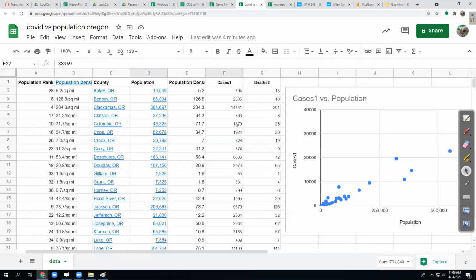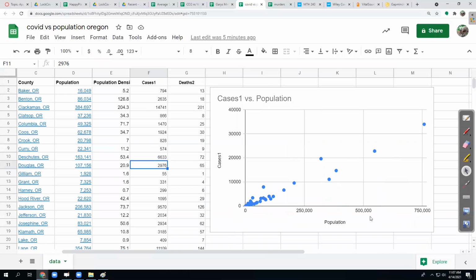Let's go to my COVID one here. So I decided to look at the population of each Oregon county, and I got that, I think, from Wikipedia. Those are, I think, 2019 estimates of the population. And then these were the cases, the total number of cases of COVID, I think Monday in Oregon. And I just made a graph of those over here.